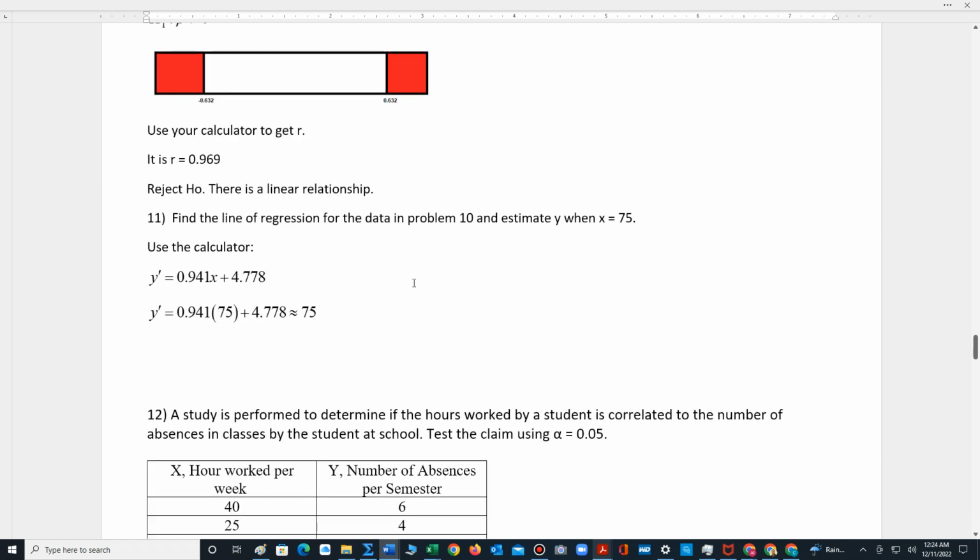We then find the line of regression for this problem because there is a linear relationship, and we can use our calculator to compute the regression coefficients. So the line of regression is y prime is 0.941 times x plus 4.778. And then we make our predictions. We plug 75 into this equation, and it produces an estimated value for 75. So if someone scores a 75 on their English test, they're predicted to score a 75 on the math test.